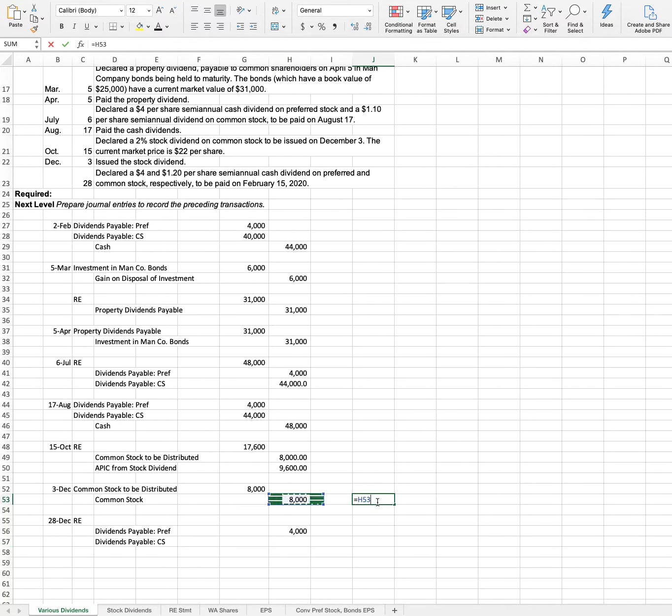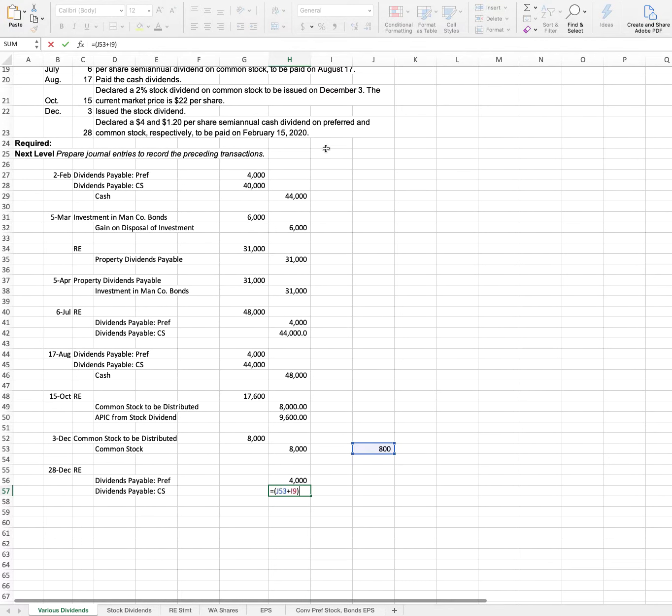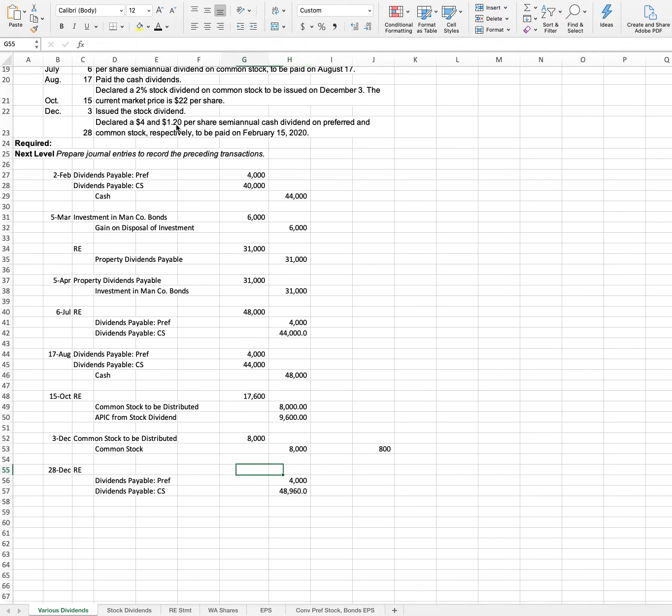So obviously we could just say that 8,000 divided by the $10 par means another 800 shares have been distributed. So for the common stock, we can say it's equal to, we'll just use parentheses here, this 800 plus the 40,000, and then multiply it by the 1.20. And then when we add those together, we have total retained earnings being debited for $52,960.